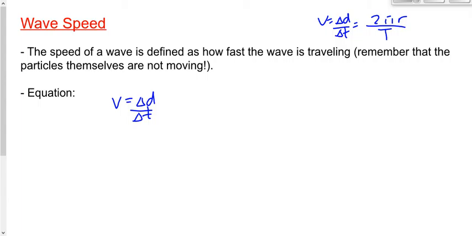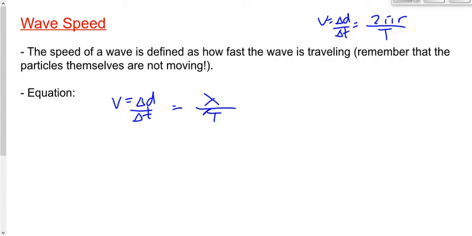What's the distance over which the wave repeats itself? The distance over which the wave repeats itself is called the wavelength. So we're going to replace delta d with lambda. What's the time over which the wave repeats itself? Let me rephrase that. What's the time for one complete cycle of a wave? The period. So v is equal to d over t, but it's also equal to lambda over T.